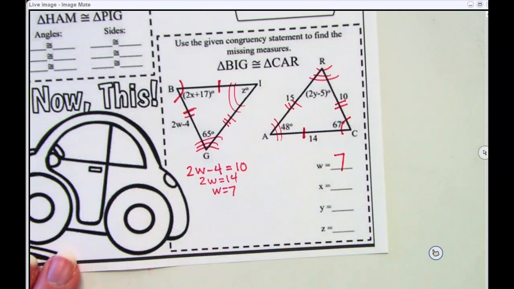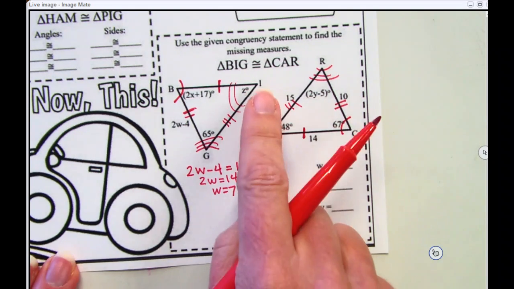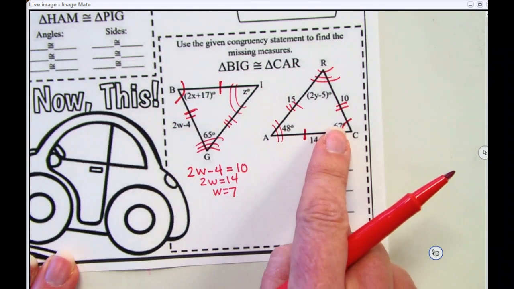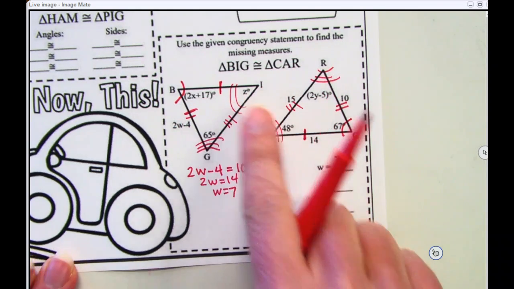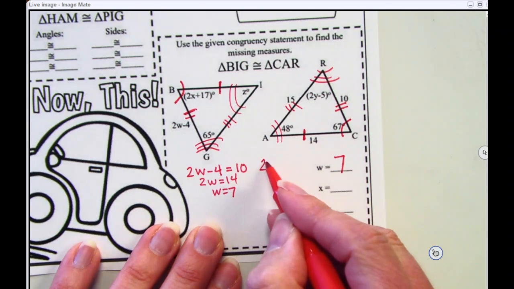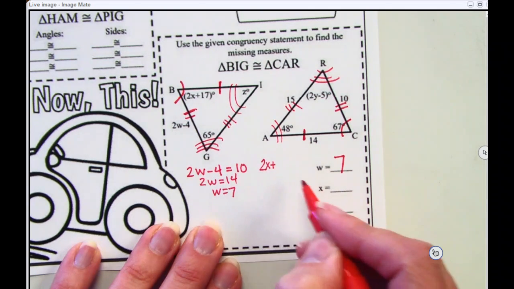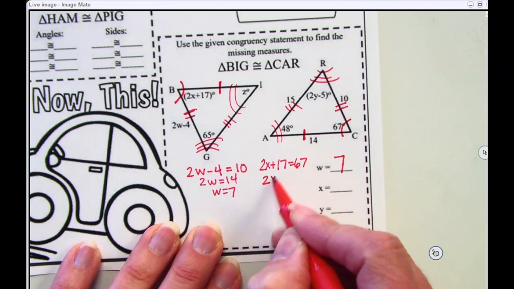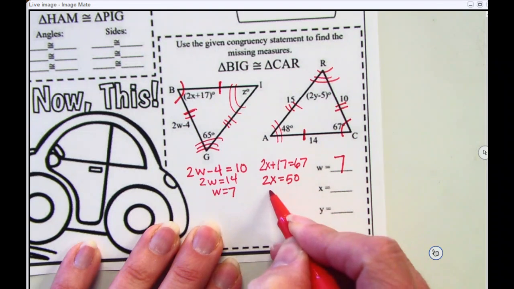How am I going to figure out x? Corresponding angles. So 2x plus 17 goes with, yeah, so you're even doing that in your head. That's awesome. 2x plus 17 equals 67. So there's the minus 17, like you just said, and divide by 2.